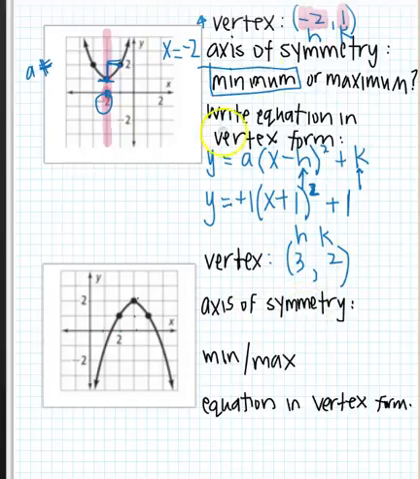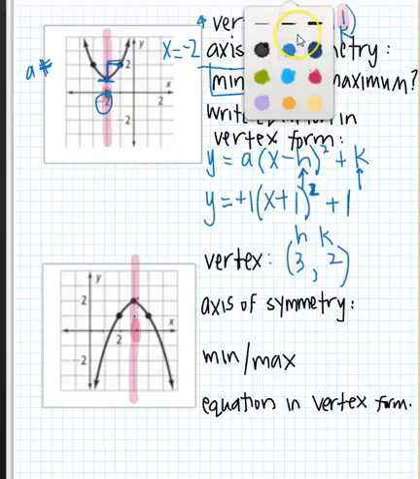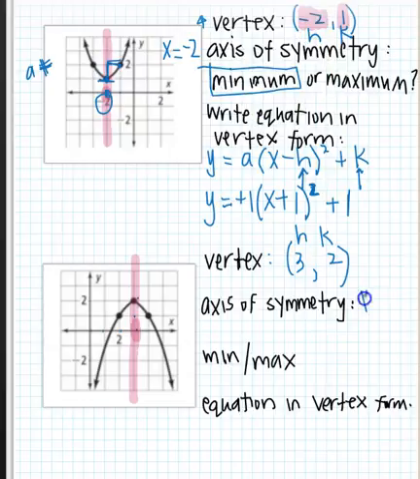Axis of symmetry, love drawing that vertical line going through the middle of the graph. And it's crossing through the x-axis at 3. So I can say x equals +3. And look at how it's the same as the x-coordinate of the vertex. Okay, same thing up here. The axis of symmetry was x equals -2, and it's the same as the vertex x-coordinate.